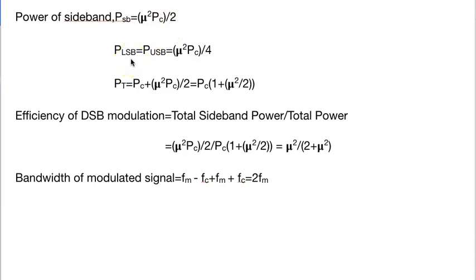Okay, and if you further divide the sideband power into a lower sideband and an upper sideband, it will be mu square PC by 4. So total power, as I have already shown you in the example, can be derived by the steps taken above. And the efficiency is total sideband power upon total power. And again, that formula which I have told you earlier is derived from this basic formula.